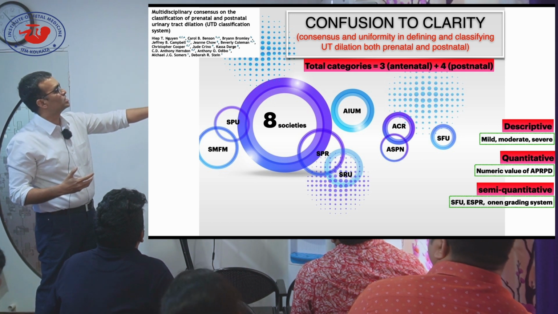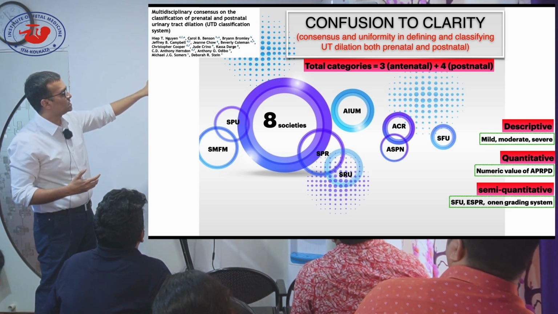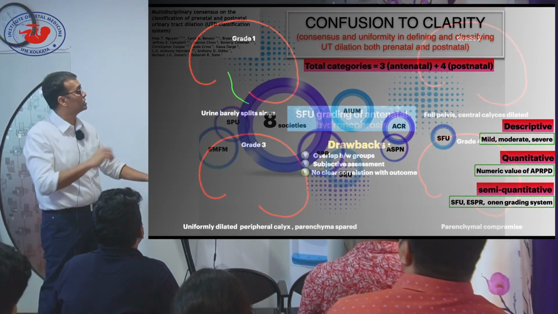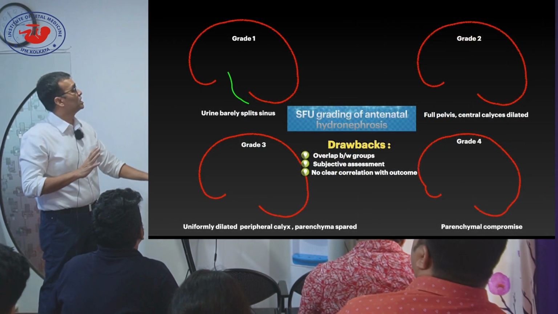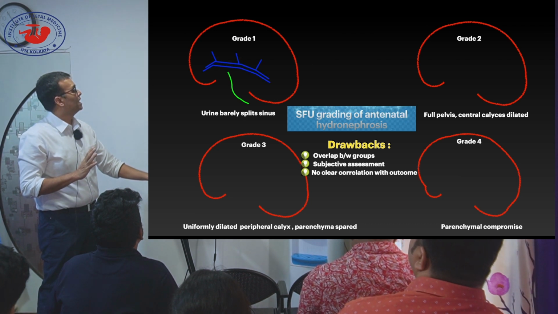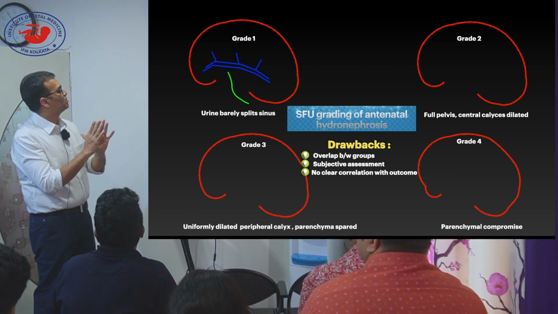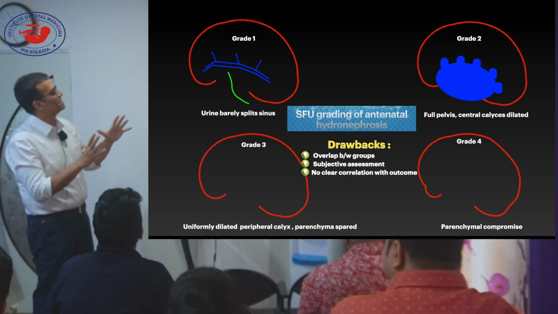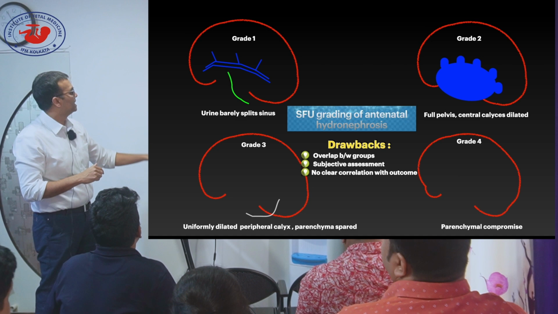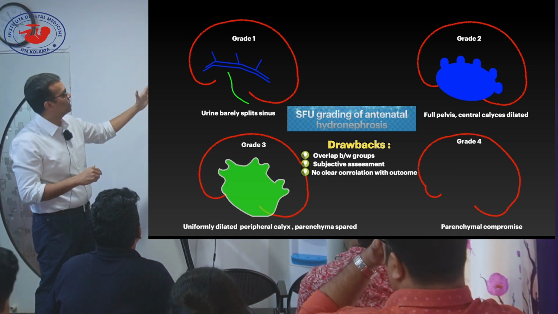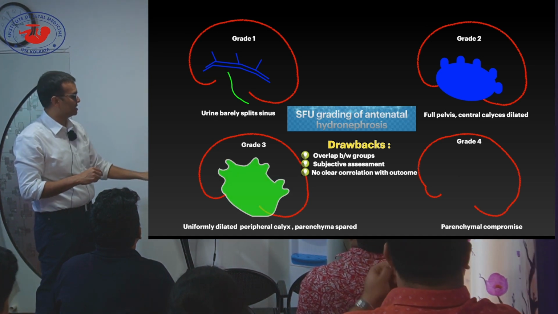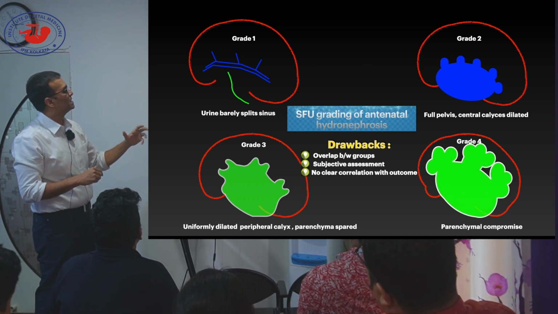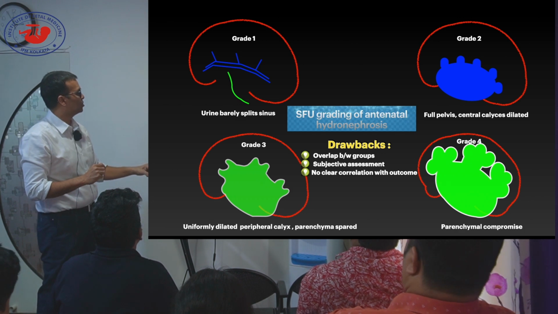And third is semi-quantitative, which the Society of Fetal Urology and the European Society use. But I will tell you, this is the Society of Fetal Urology classification. Here in grade 1 there is only splitting of the renal sinus. In grade 2 the pelvis is dilated and the central calyceal system is dilated. In grade 3 there is dilatation of the central as well as the peripheral calyceal system, and in grade 4, apart from the dilatation, there is thinning of the parenchyma also. Okay.